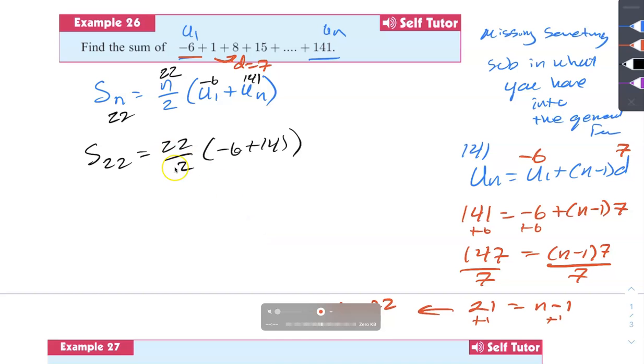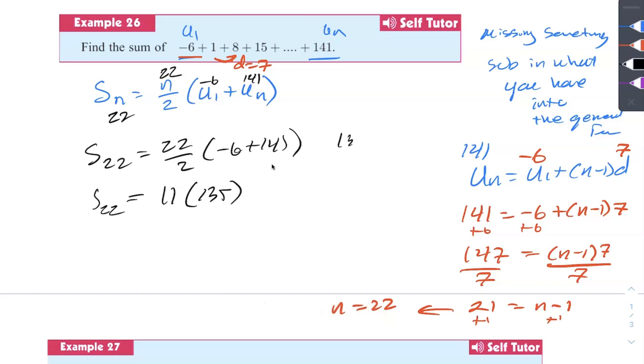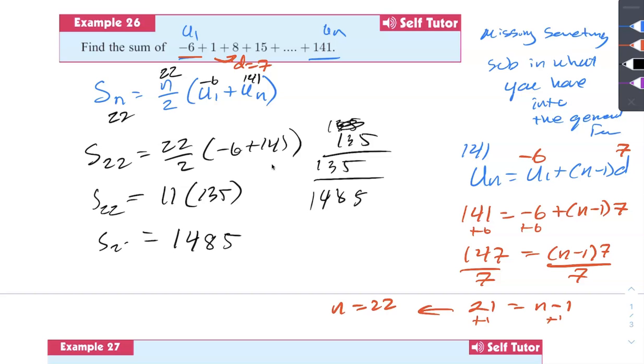So that makes this 11. Let's see, what's 135? Now this one I don't need a calculator for. That's 135 times 135, all the way around. There's little shortcuts at adding this. So I get 1,485. That's the sum of the first 22 terms.